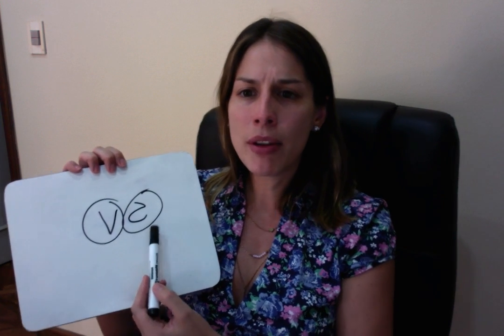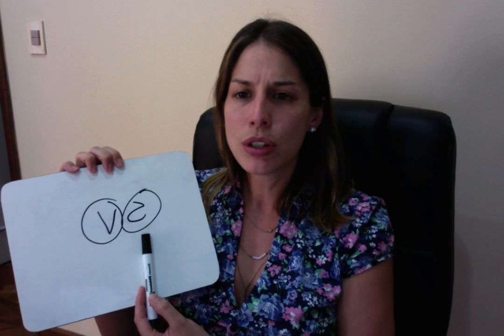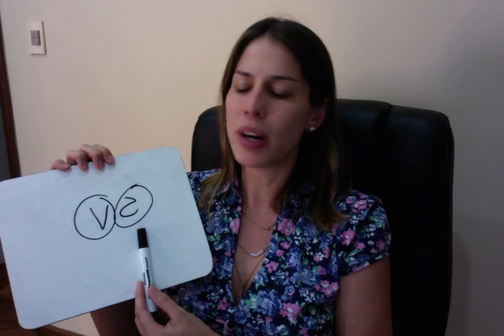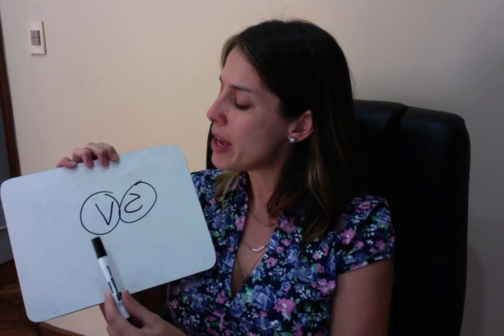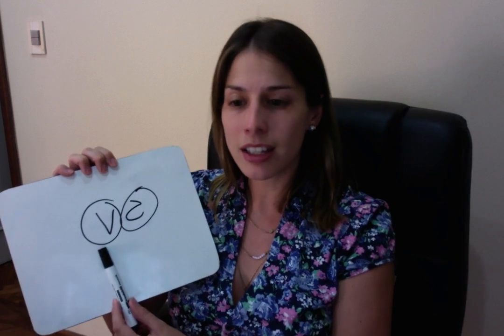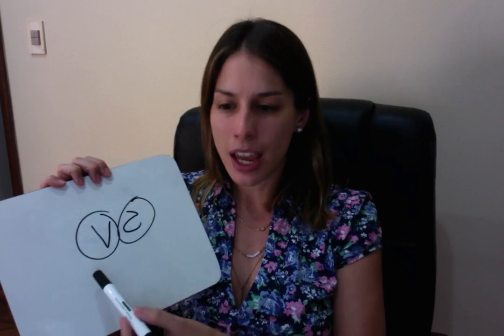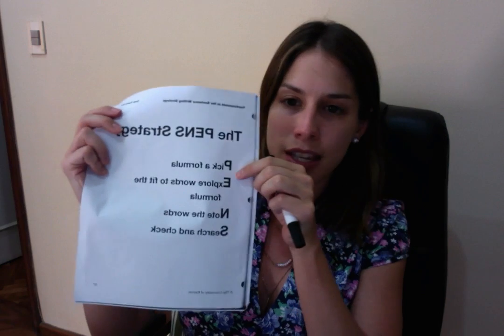Okay? Now, what was the subject? Let's think about the subject. What subject can we choose? Girl. That would be a good one. Yes, I like that one. Now, what would be a verb that would fit girl? Ate. Excellent. So, girl ate. Awesome. Now, we've thought of 2 words that fit our formula. Now we've completed the E step. So let's move on to the note the words, which is the N step, the next step over here.